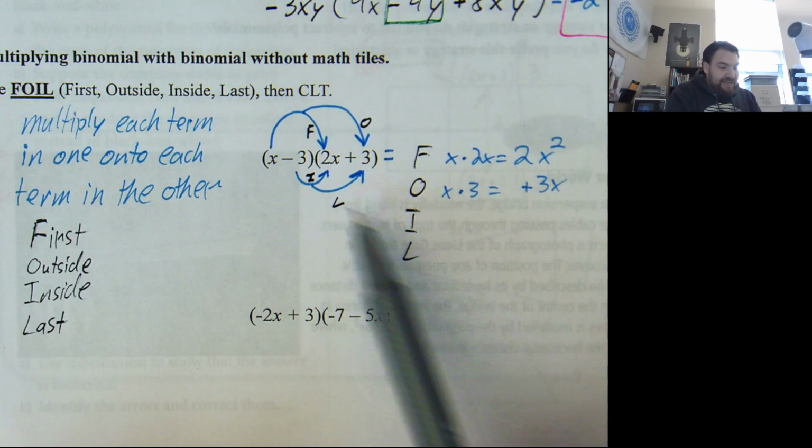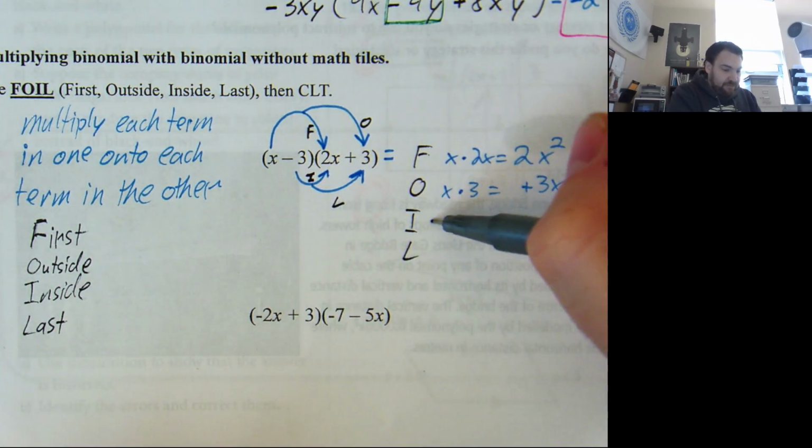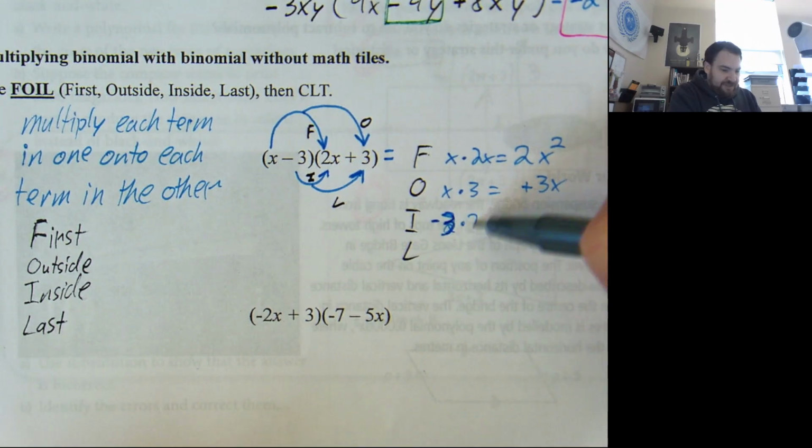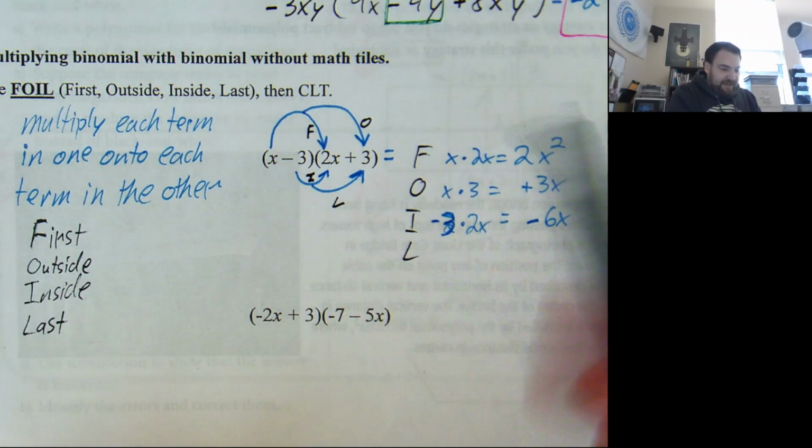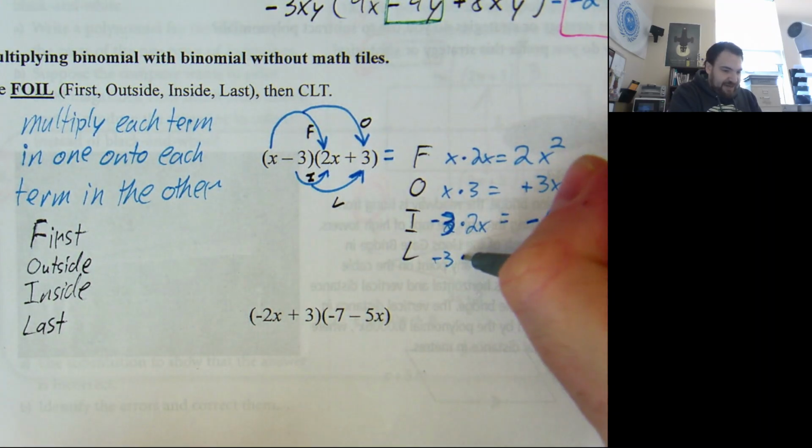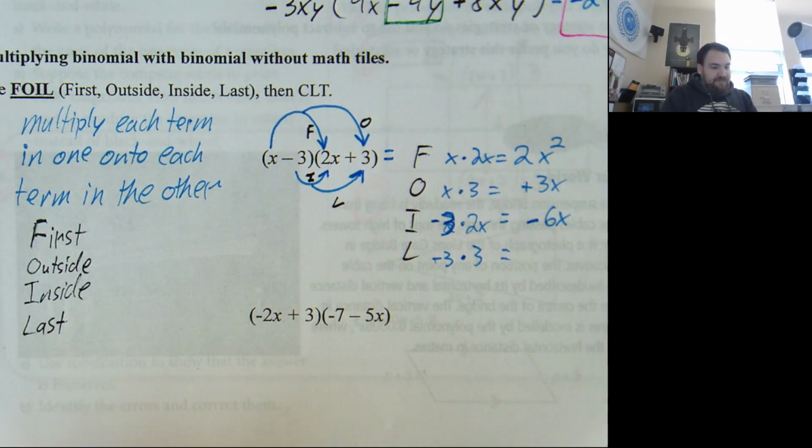The inside ones are the negative 3 times the 2x. Negative 3 times 2x is negative 6x. And then the negative 3 times 3 is negative 9.